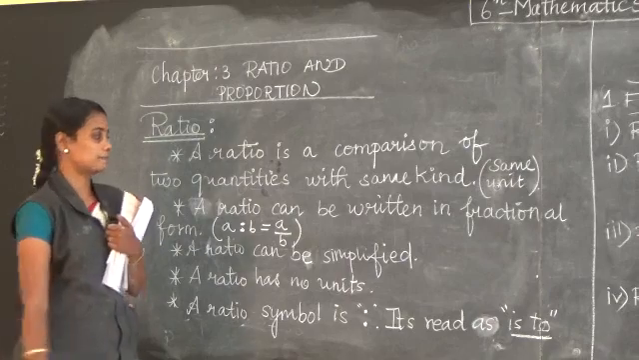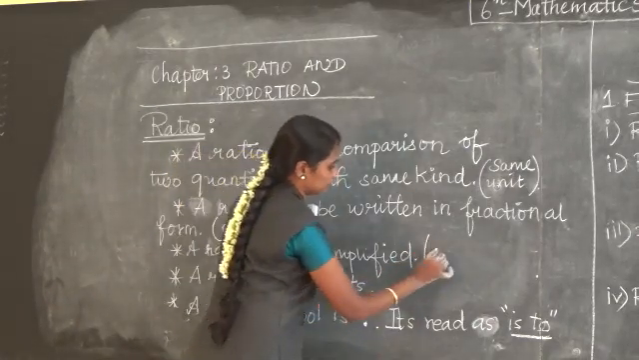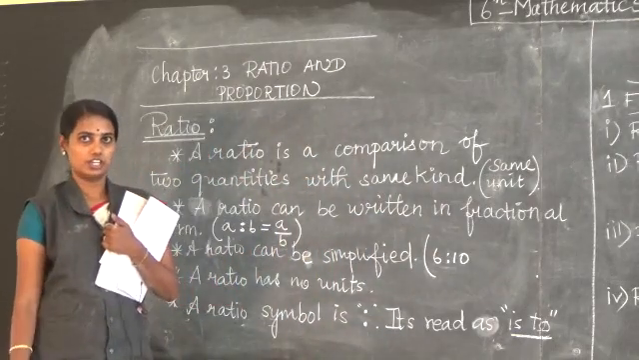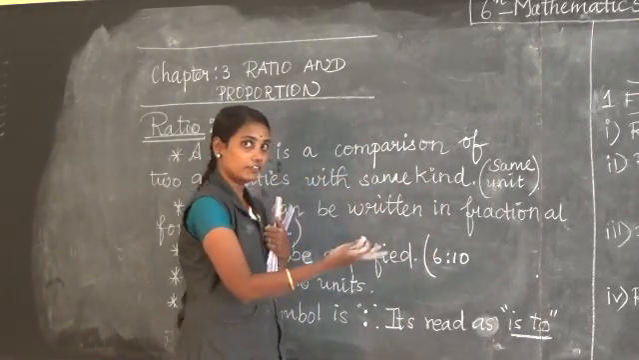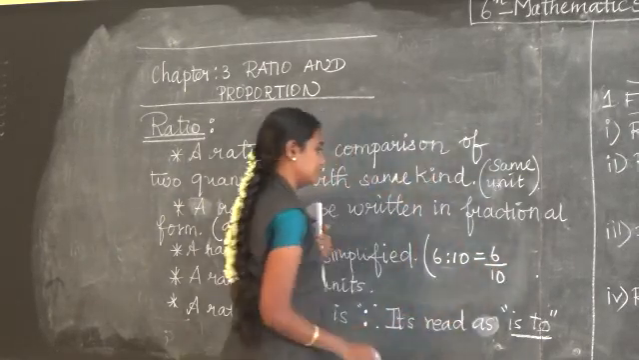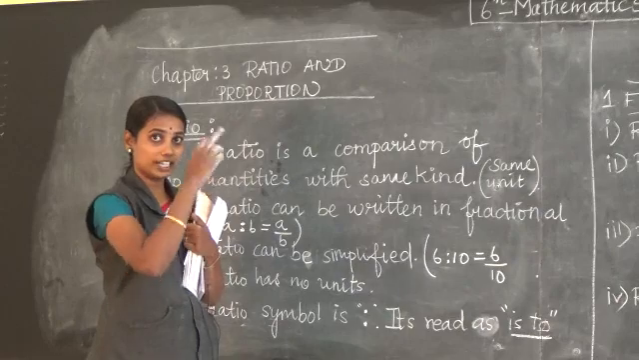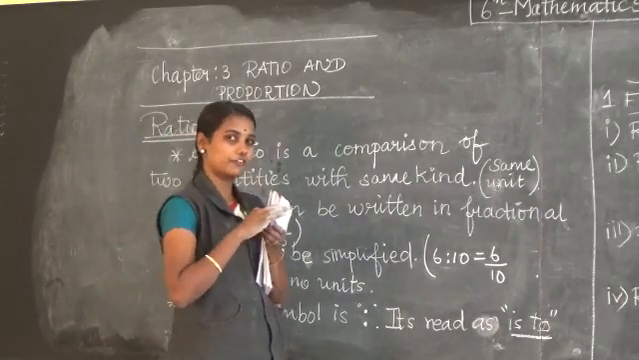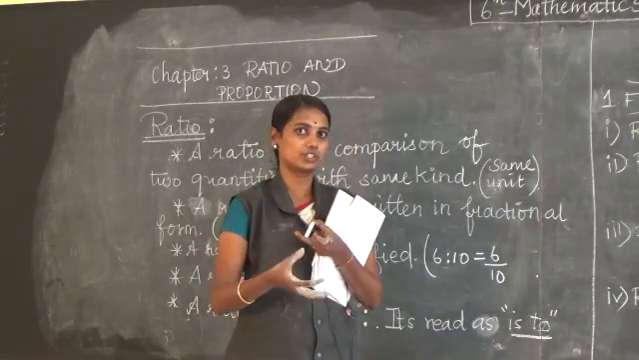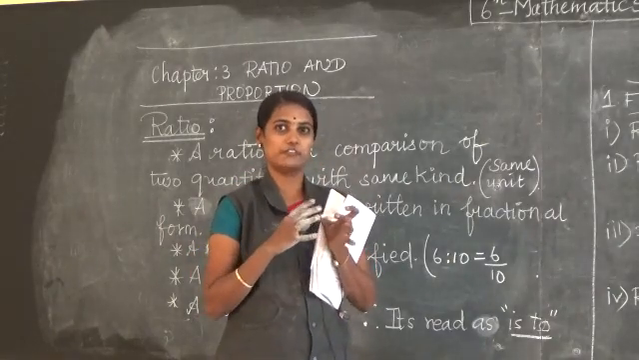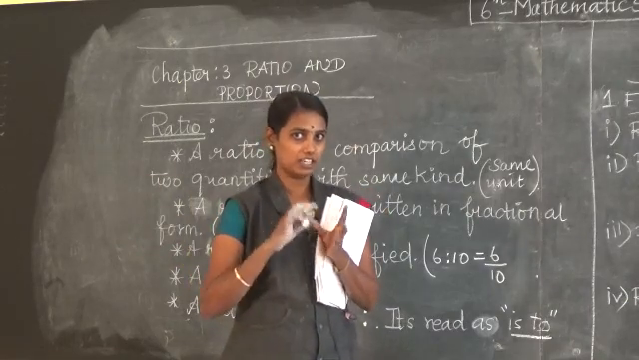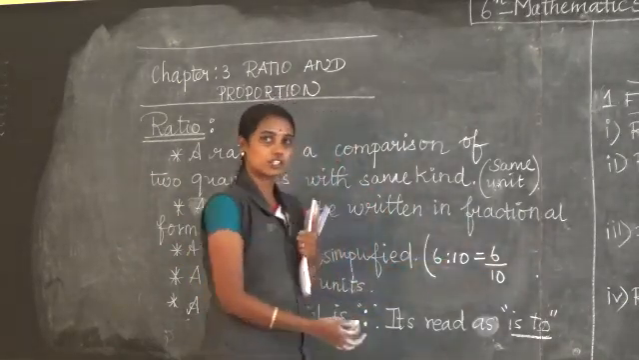A ratio can be simplified. For example, 6 by 10. This is your ratio. A ratio can be written in fractional form, yes or no? I will write it as 6 by 10. You can cancel, you can divide. Simplified means whatever is given as the bigger number, we will change to the smaller number. That is called simplification. So here we are going to divide.